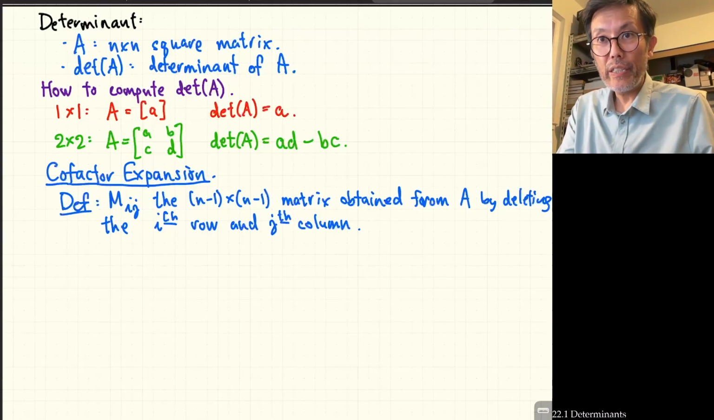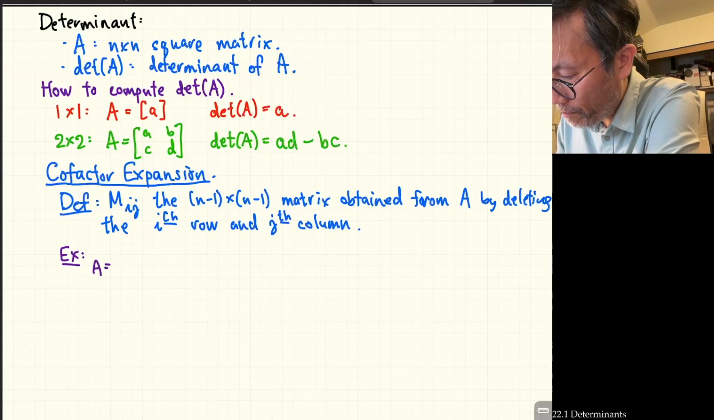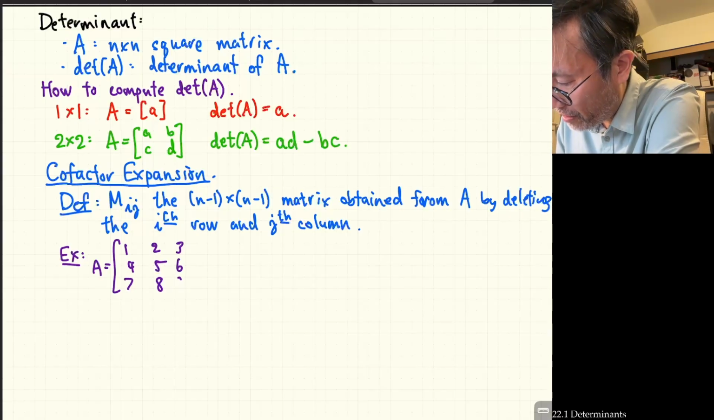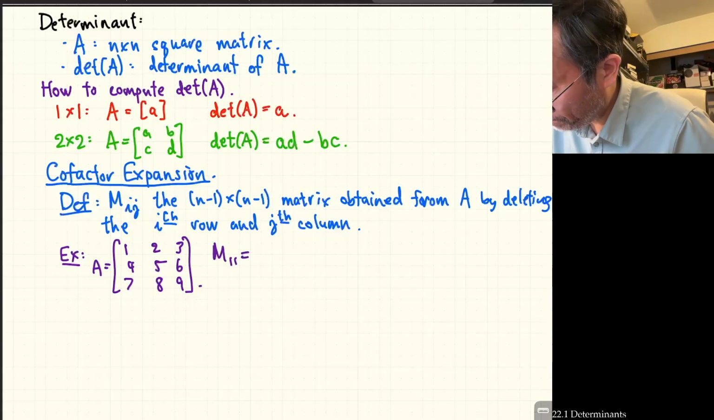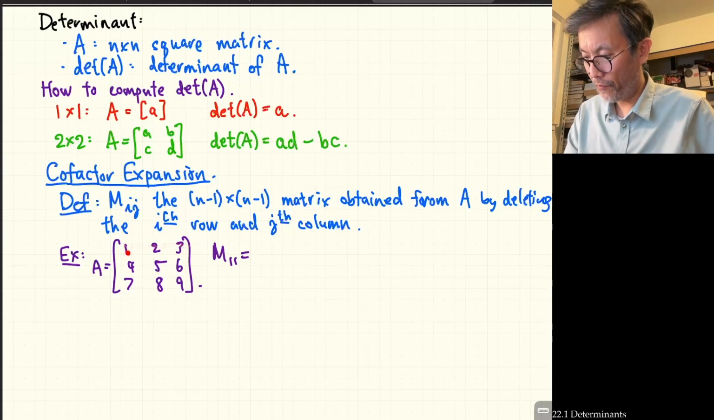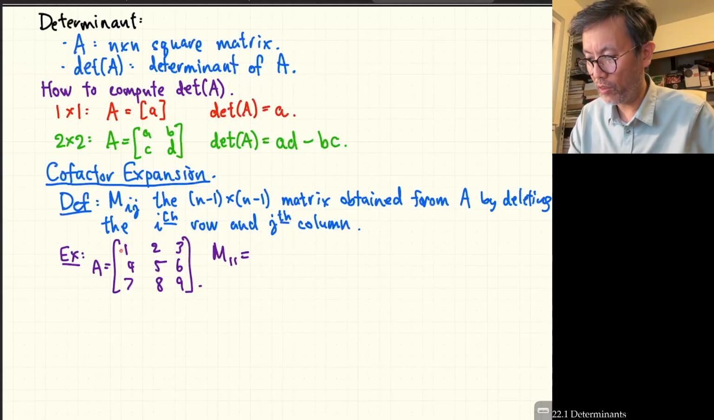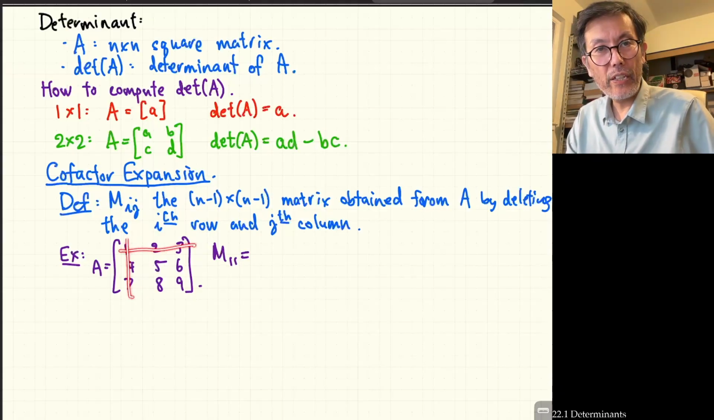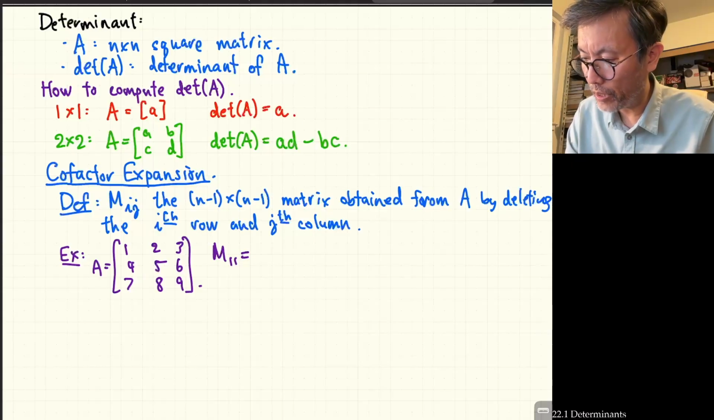So let's take a look at an example here. Suppose that we have the matrix A being the 3 by 3 matrix 1, 2, 3, 4, 5, 6, 7, 8, 9. Then by M11, I mean the matrix that we obtain by deleting the first row and the first column. What I'm left with is this 2 by 2 matrix right here, 5, 6, 8, 9. And indeed, that's what M11 will be.